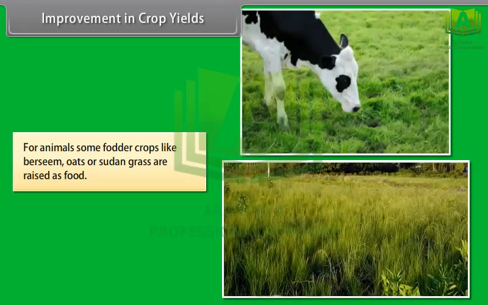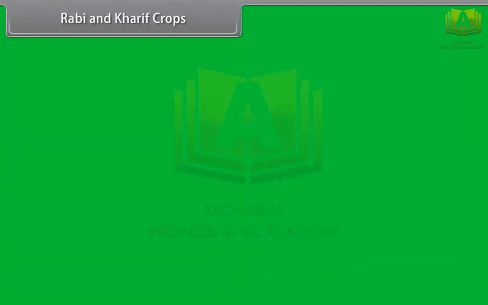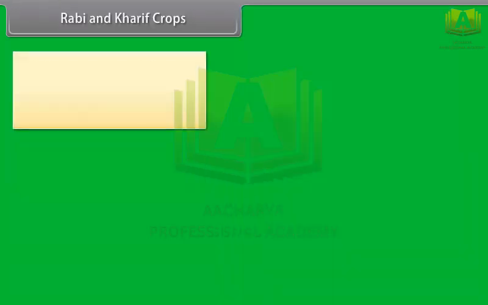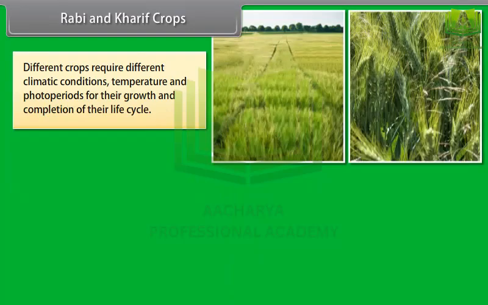For animals, some fodder crops like berseem, oats or Sudan grass are raised as food. Rabi and Kharif crops. Do you know that different crops require different climatic conditions, temperature and photoperiods for their growth and completion of their life cycle? We have already studied that growth of plants and flowering are dependent on sunlight.